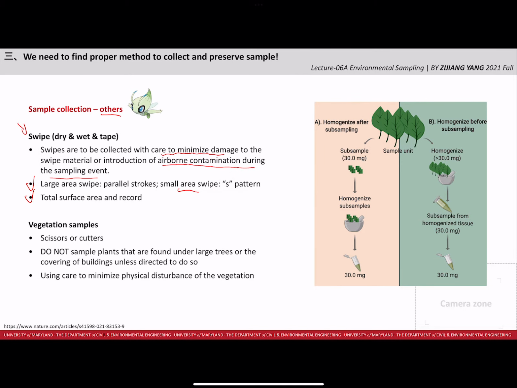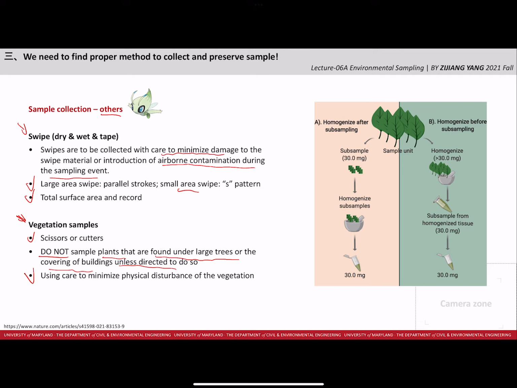And except for swipes, sometimes we also need to take vegetation samples. For vegetation samples, we use scissors and cutters. Usually, we do not take sample plants that are found under large trees or covered by a building unless directed to do so, because this situation does not represent a typical environment of the plant. We want to get representative samples, and we use care to minimize physical disturbance of the vegetation. Sometimes we do not want to destroy the plant.